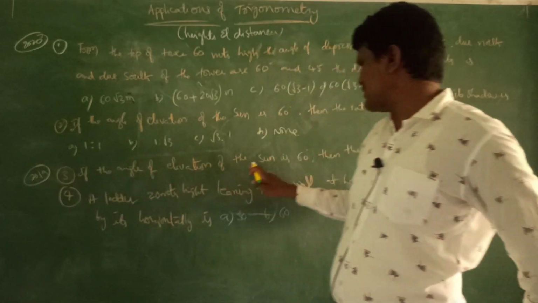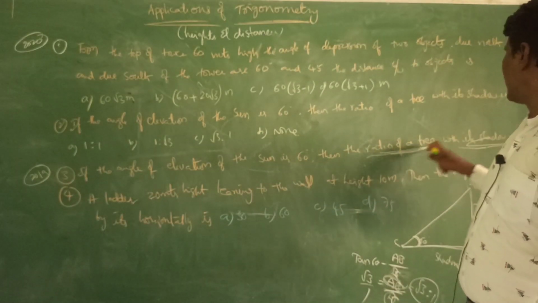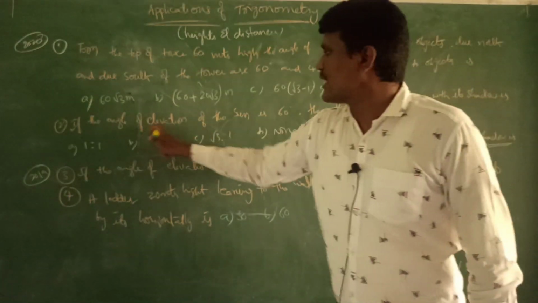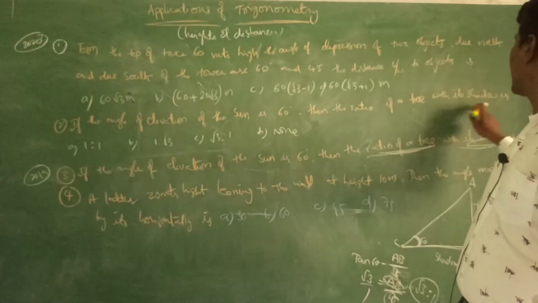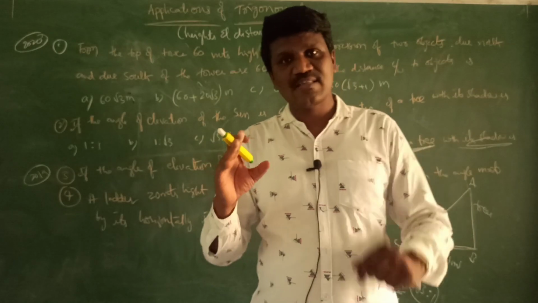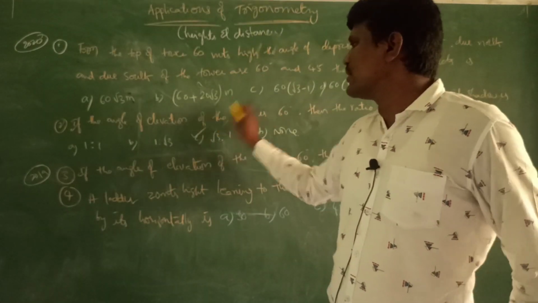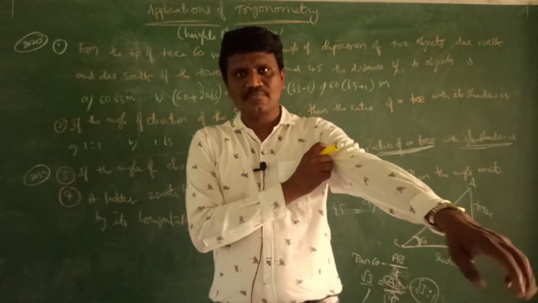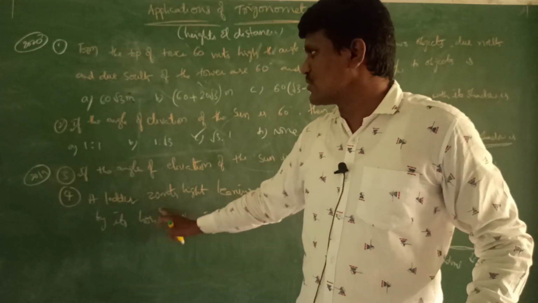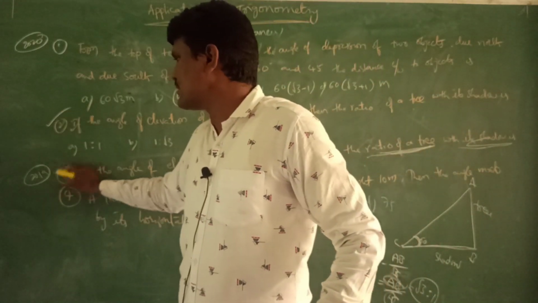If the angle of elevation of the sun is 60, then the ratio of a tree with its shadow. Same question they asked, so the answer is root 3 is 1. Okay, next, last question. So second done and third also done.